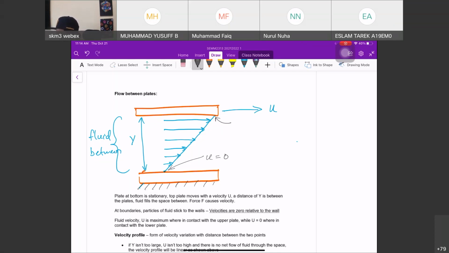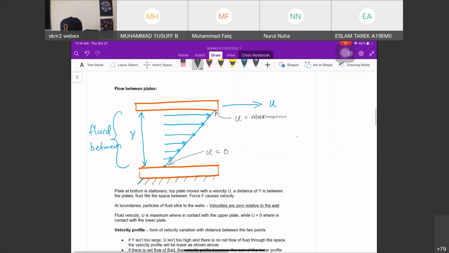It is? What is the velocity here? Do you have any value? Yes, correct. It is maximum. Alright. The velocity here is maximum. U is a maximum.